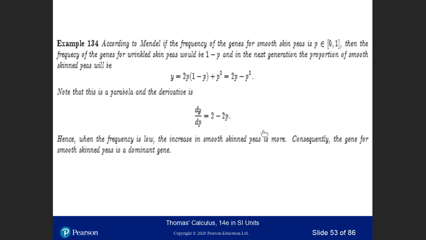Okay, there's another example, the use of derivatives in biology. According to Mendel's law, if the frequency of genes for smooth skin peas is p, that's between 0 and 1, that's frequency, then the frequency of genes for wrinkled peas would be 1 minus p in the next generation. And so Y is equal to 2p times 1 minus p plus p squared, so that's 2p minus p squared. Okay, so in the next generation, that will be the proportion of the smooth skin peas.